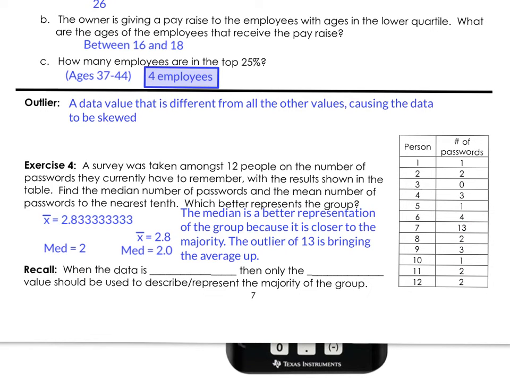Okay, so this is maybe a little wordy, but the median is a better representation of the group because it is closer to the majority. The outlier of 13 is bringing the average up. So when we recall, when the data is skewed, then only the median value should be used to describe or represent the majority of the group.